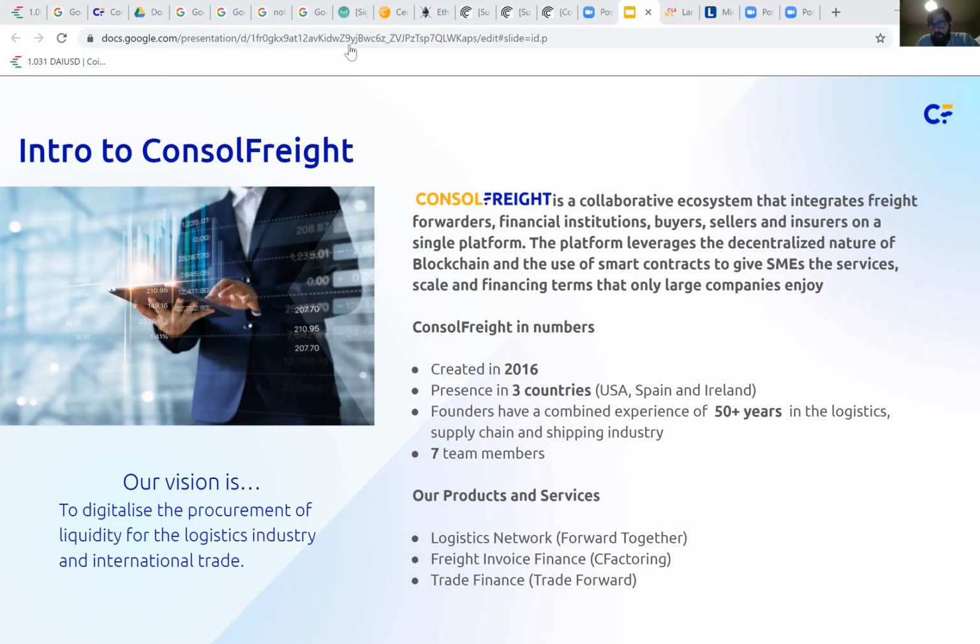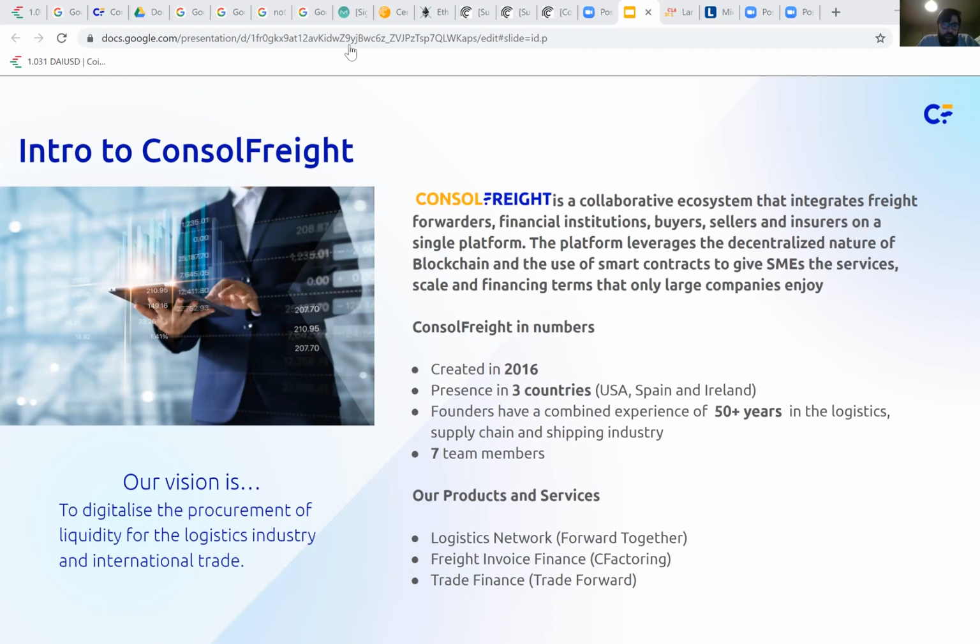So how are we going to be doing that, right? We're using a collaborative ecosystem that integrates all the entities that are taking part in international trade. You can call them freight forwarders, buyers, sellers, financial institutions, funders, insurers, and just putting every single one of these people on a platform, right? And that platform will allow us, using blockchain and other technologies, to provide some sort of trust between the entities. That is something that doesn't occur quite frequently in international trade. This trust is one of the key things to solve.